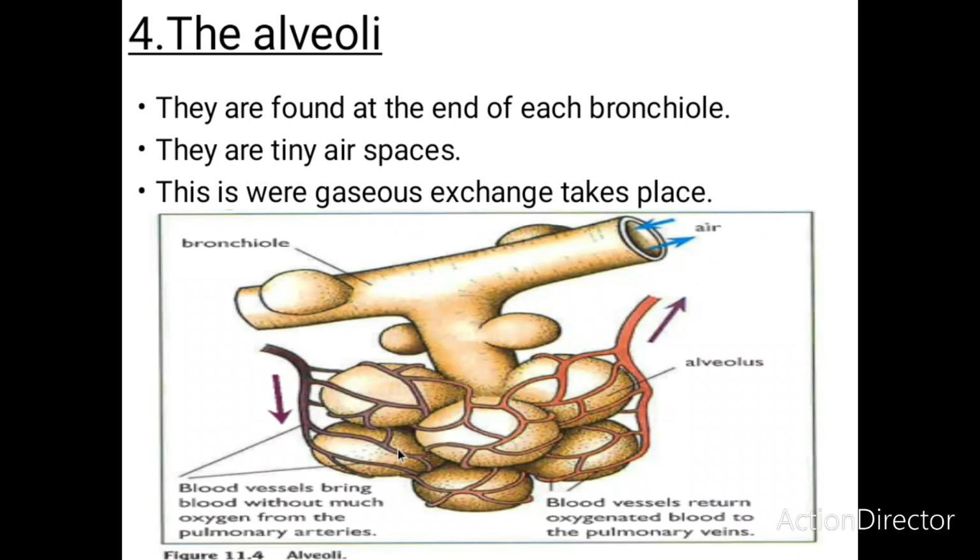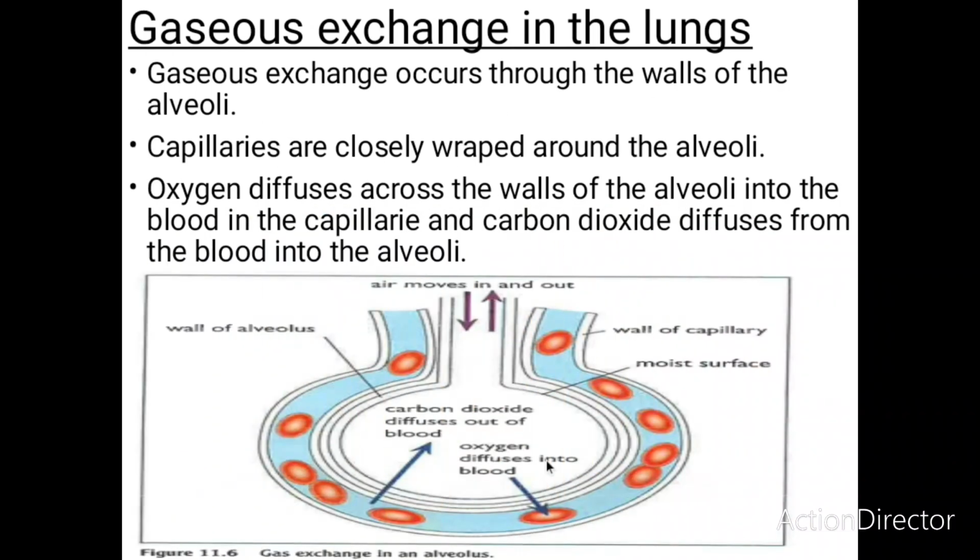The blood vessels bring blood without oxygen from the pulmonary arteries, and then this blood gets oxygen from the alveoli, and then the capillaries carry blood containing oxygen from the alveoli. So gaseous exchange takes place in the alveoli.